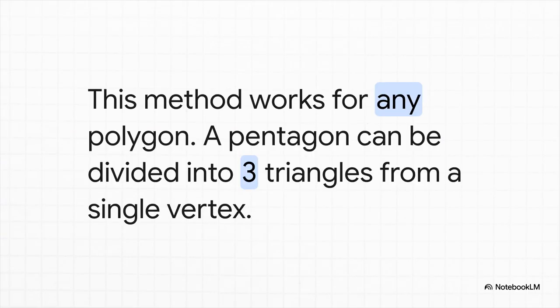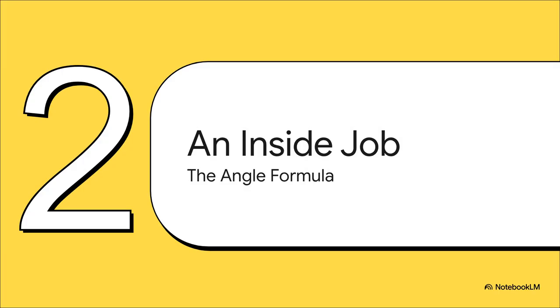And this isn't just some party trick for 4-sided shapes. No way. Let's move up to a pentagon, 5 sides. If we start from a single corner, we can draw diagonals that split it into exactly 3 triangles. See? This pattern is the secret key we've been looking for. Okay, so now that we can see the triangles hidden inside every polygon, let's do a little inside job. Let's figure out the rule that governs all of a polygon's interior angles.